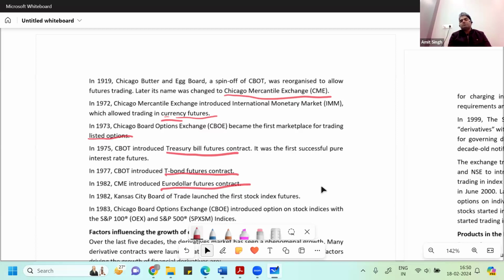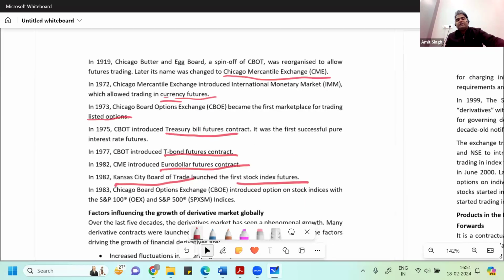So far we have spoken about commodity derivative. We have spoken about currency derivative. We have spoken about credit derivative. Now it's time for equity derivative. So this exchange called the Kansas City Board of Trade, they introduced what? They introduced equity derivative, where the underlying assets were indexes and stocks.